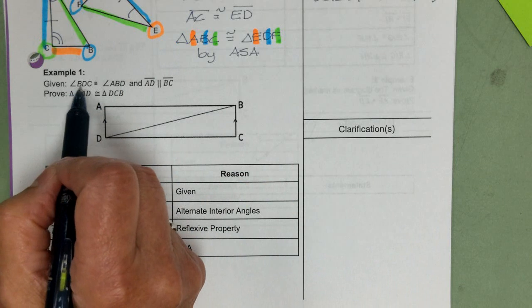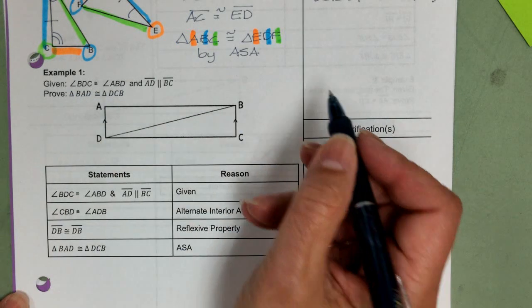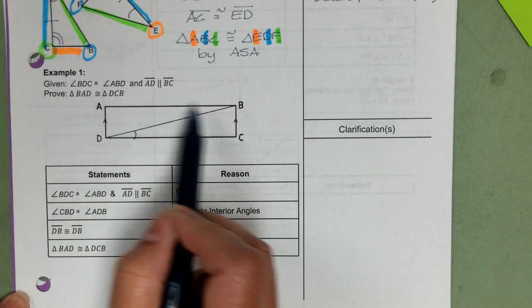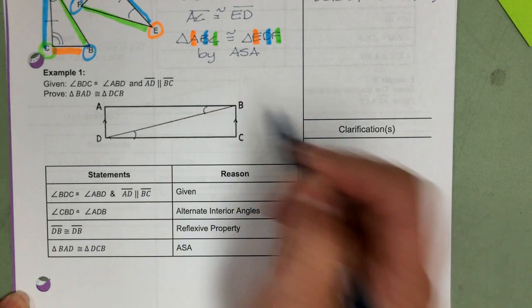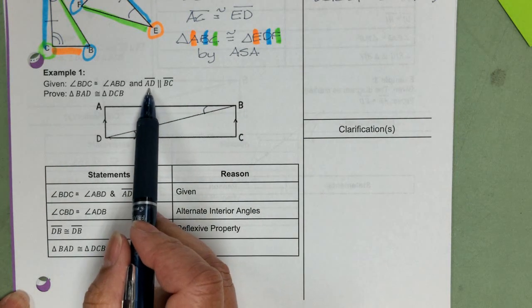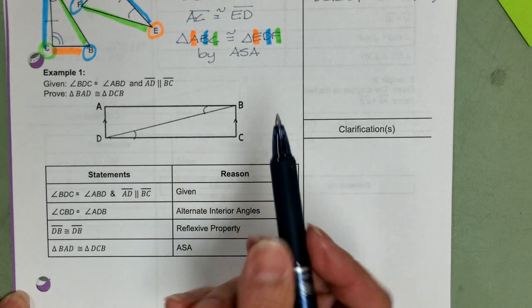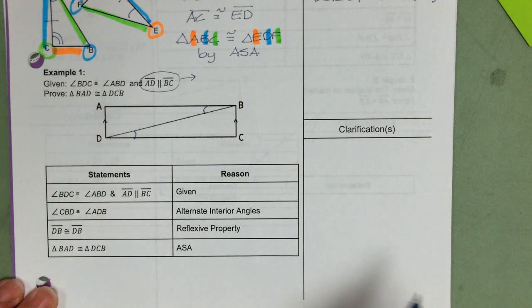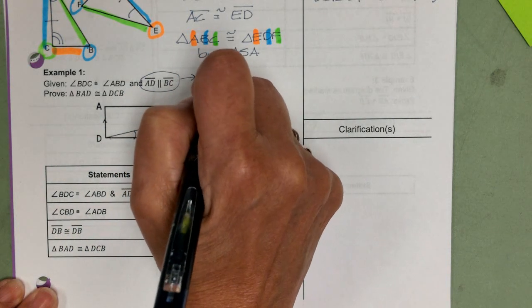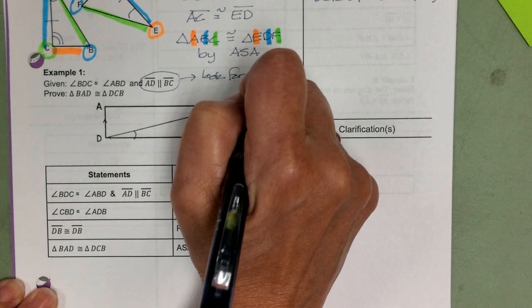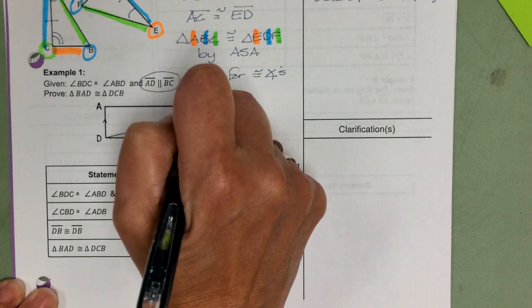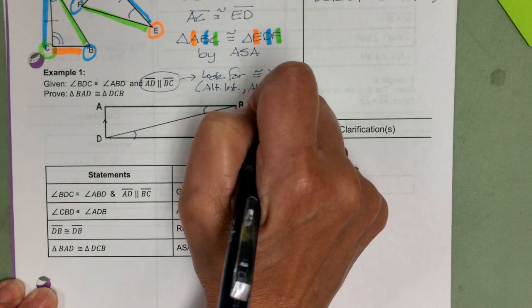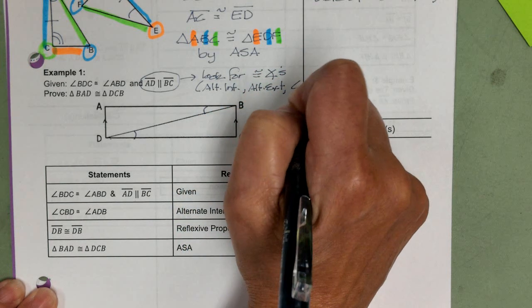We are given that angle BDC is congruent to angle ABD. So I'm going to go ahead and mark it. Angle BDC, that would be this one, and angle ABD is this one. And we are told that line segment AD is parallel to line segment BC. In an earlier video, I mentioned if you have parallel lines, look for congruent angles. And your choices are alternate interior, alternate exterior, and corresponding.